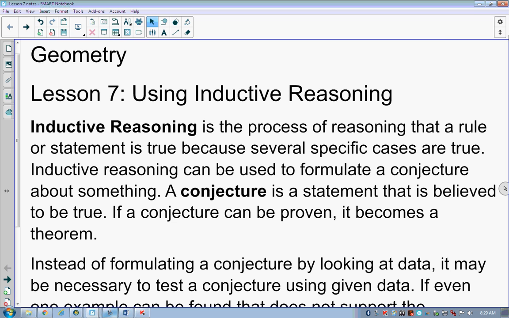Today, geometry, lesson 7, using inductive reasoning. All right, so your essay question is going to be, how is inductive reasoning used in the real world? The real world, I want to be clear on these essay questions, the real world is not school, okay? We're talking about outside of these walls, how is this used? Okay, how can it be used?